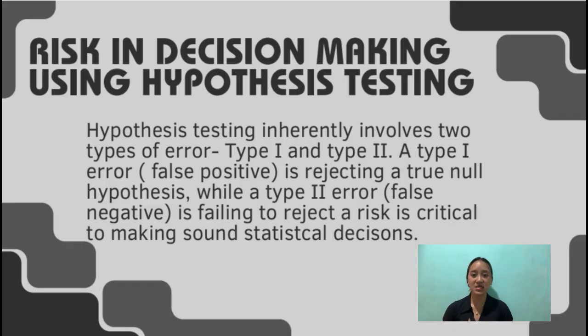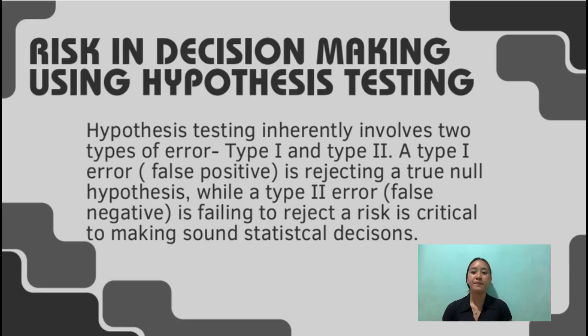So hypothesis testing inherently involves two types of error. The first one, the Type 1 error, is rejecting a true null hypothesis, while the Type 2 error is the false negative, which is failing to reject a false null hypothesis. So balancing this risk is critical to make a sound statistical decision.